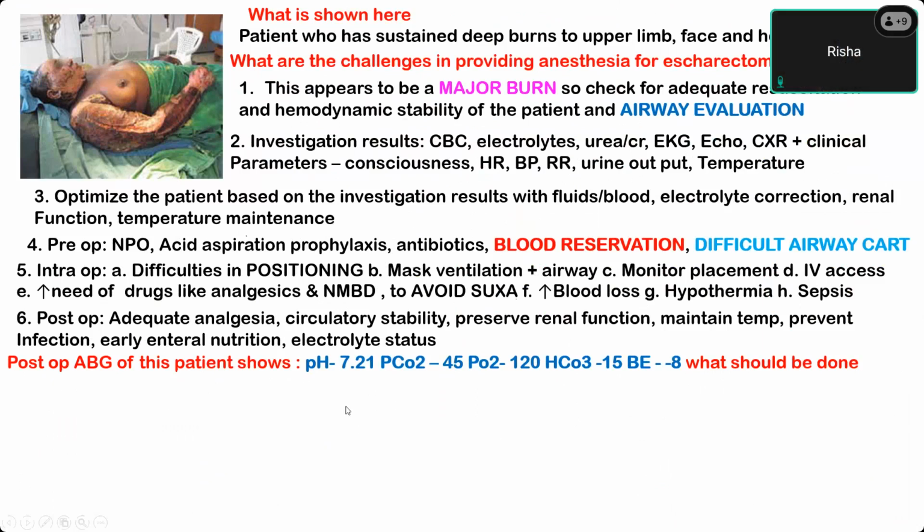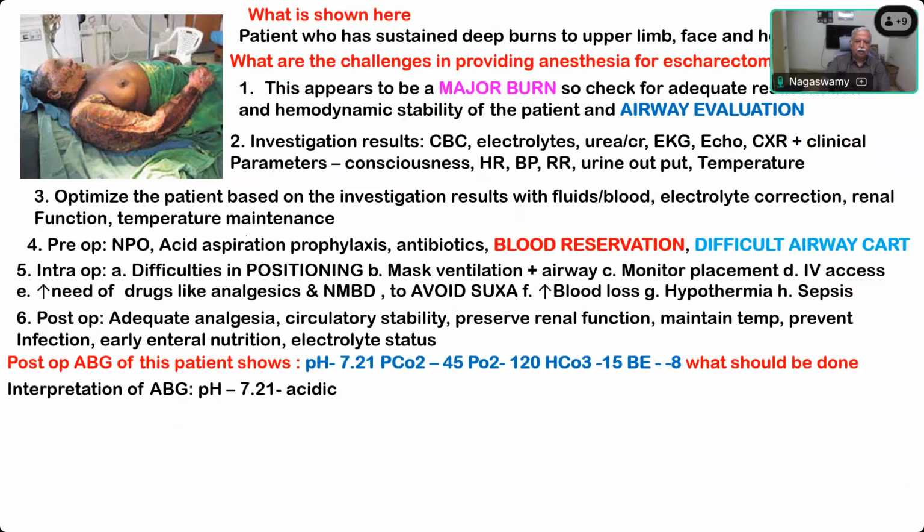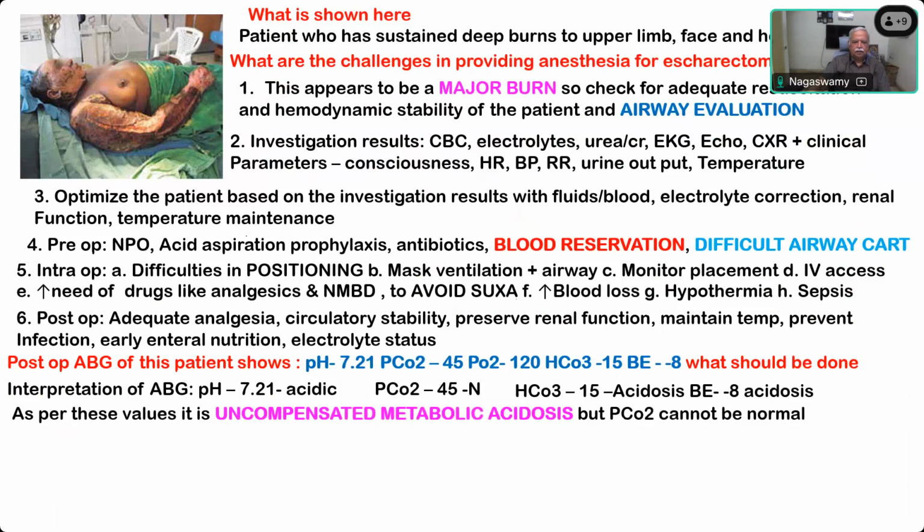Severe metabolic acidosis. Interpretation of the ABG: pH 7.21 is acidic, PCO2 45 is normal, bicarbonate 15 shows acidosis, base excess -8 is acidosis. So this patient is in an uncompensated metabolic acidosis. The PCO2 cannot be normal. Normally, you should have compensation by tachypnea and the patient should wash out CO2.